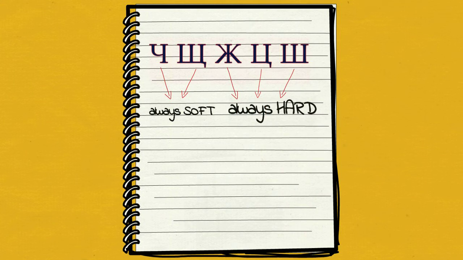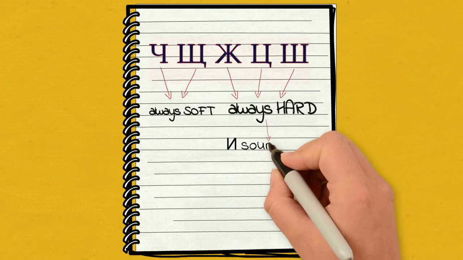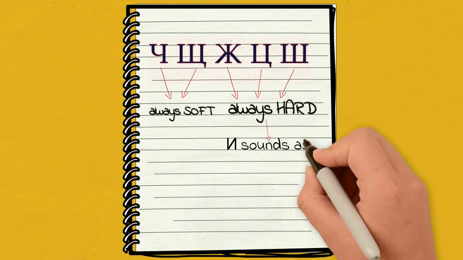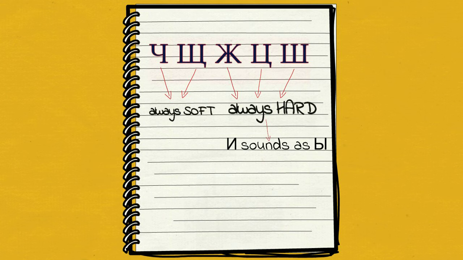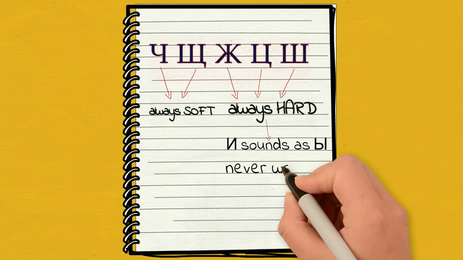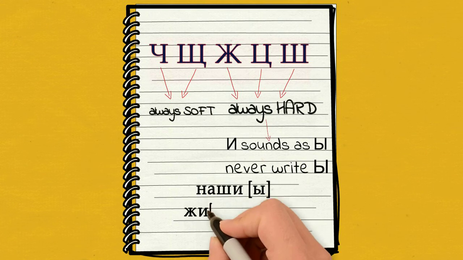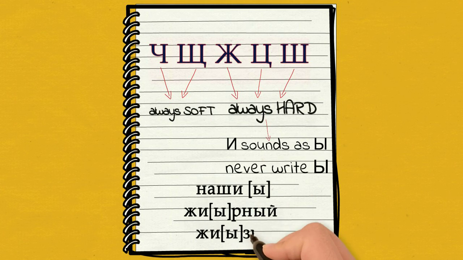The hardness of ж, ц, and ш is reflected in the pronunciation of И after these consonants. After ж, ц, and ш, И must be sounded as Ы. Also in the writing, the letter Ы never can follow after ж or ш. For example, наши, жирный, жизнь. И is pronounced as Ы.